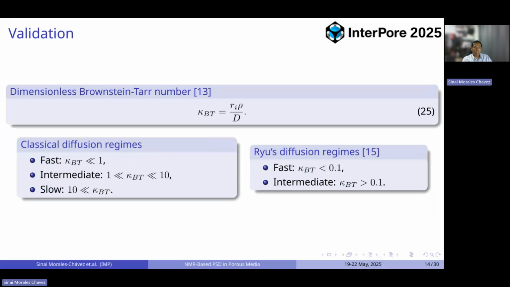This number quantifies the relative strength of surface relaxation relative to diffusion within a pore. It helps categorize the system into different diffusion regimes: fast, intermediate, and slow diffusion regimes. An alternative, more conservative classification proposed by Ryu defines the fast diffusion regime as lower than 0.1. This number provides physical insights into how diffusion influences relaxation and helps predict where deviations from simplified models are likely to occur.